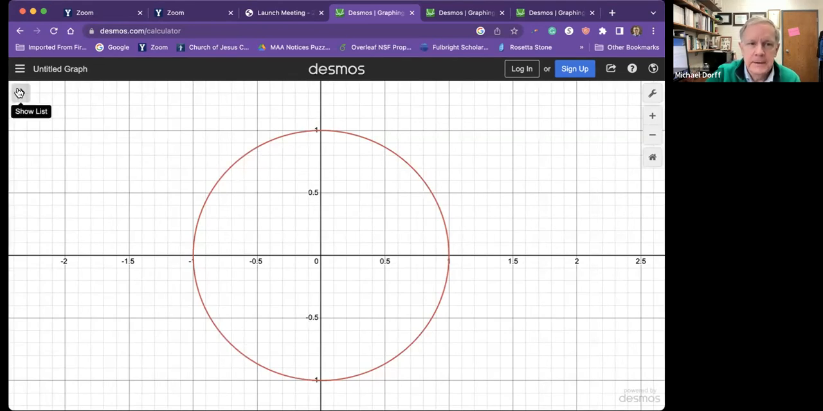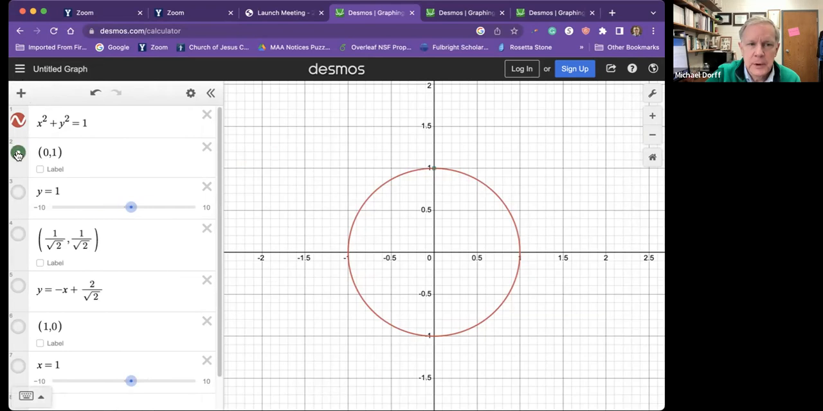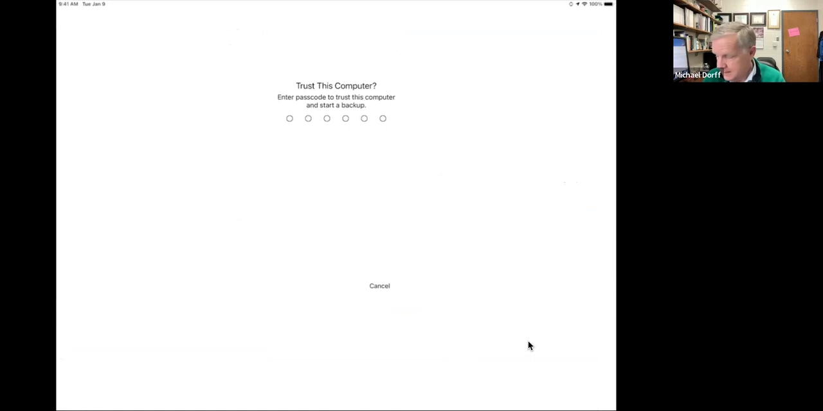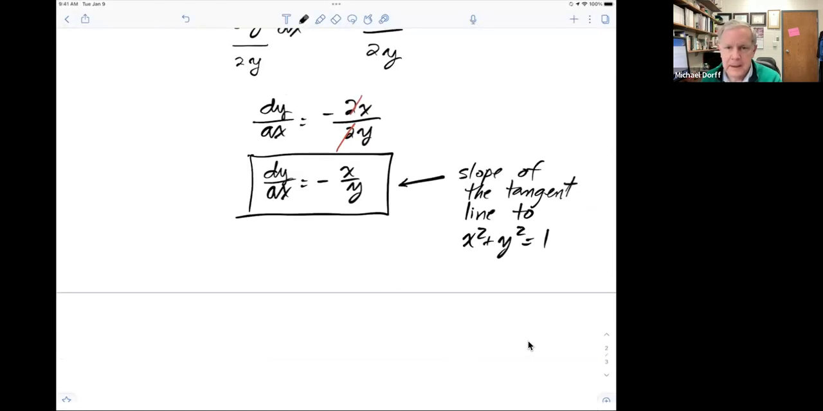Now, I want to take a point on this circle. So let's take this point 0, 1. That's right here at the very top of the circle. What would be the derivative? What would be the slope of the tangent line? Well, remember that if I go back to my original work that I had done, and I'll just show you that second here. Okay, we had dy dx, or the slope, equals negative x over y.